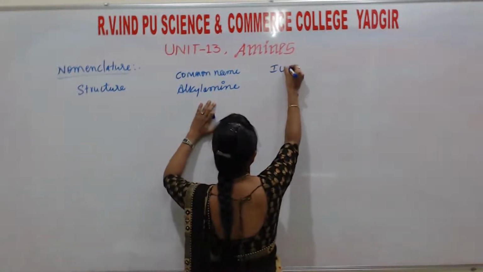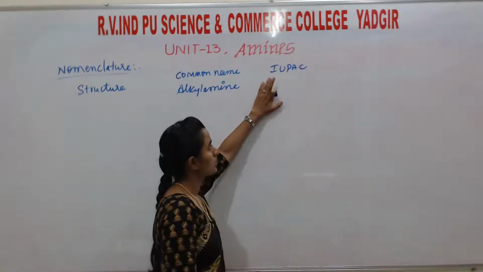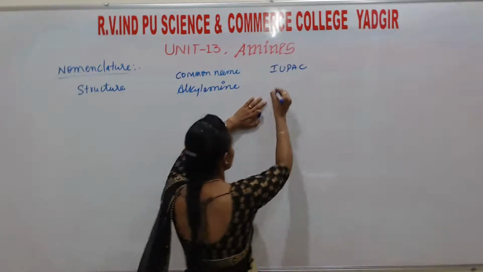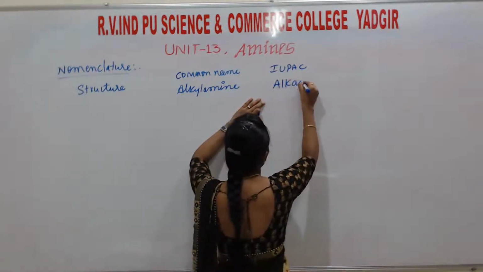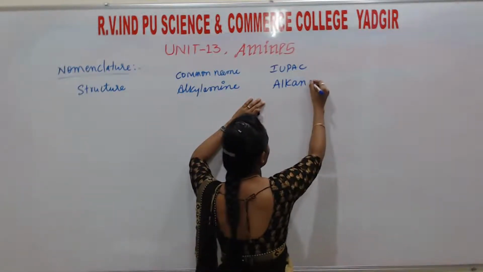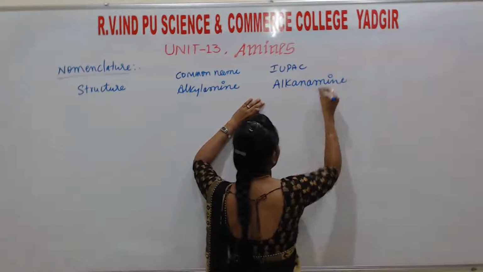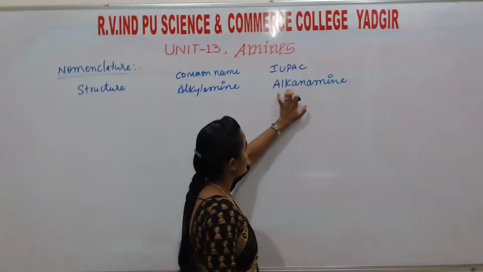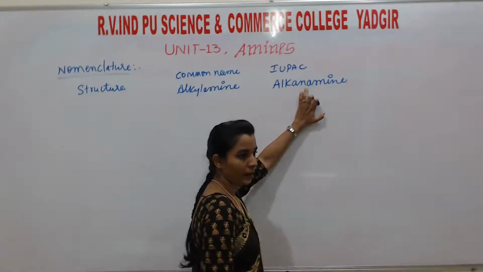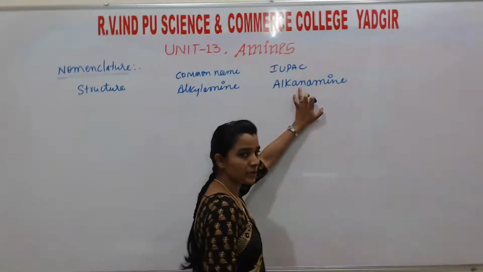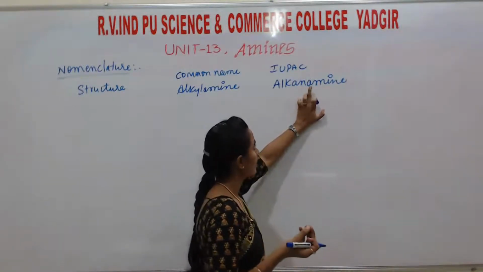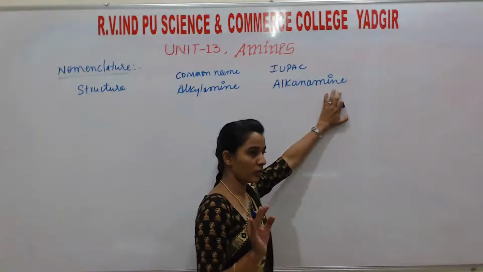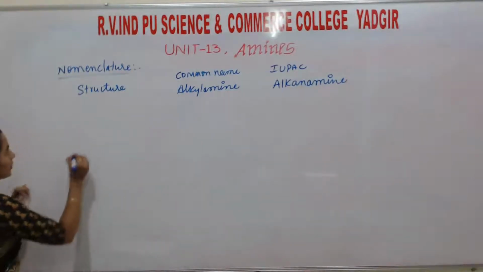Next, in the IUPAC name, whether it is alkane, alkene, or alkyne, if alkane is there, you take alkane and the last E is replaced by amine. Alkane amine, alkene amine, or alkyne amine. This represents the parent chain. ANE, ENE, YNE depends upon single bond, double bond, and triple bond. But the last E is replaced by amine, which means NH2 is the functional group. Understand? So I'll write one by one.